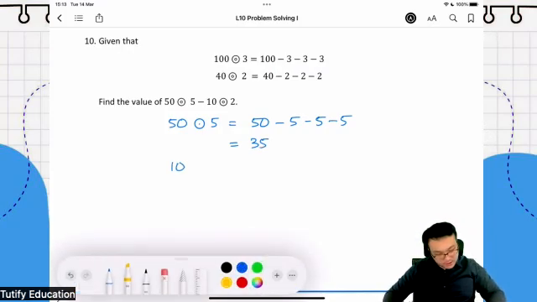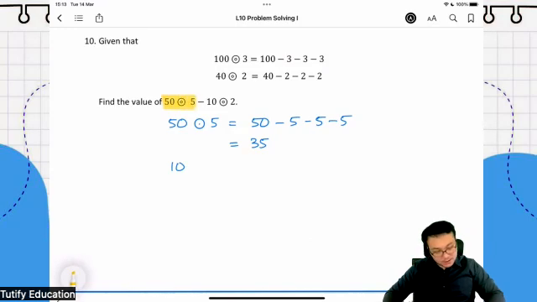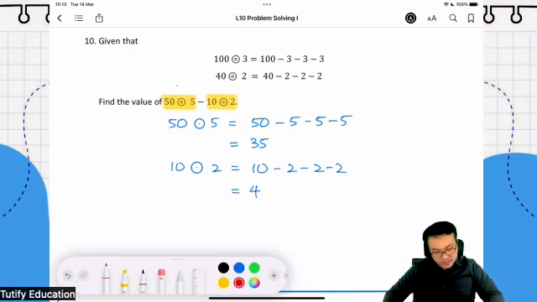Now you take 10. Okay, now you already did this. We already did this. Now we must do the other one. So you take 10, circle 2. What does it mean? That means you must take 10, then what must you do? Minus 2, minus 2, minus 2. Yeah, the answer is? 4. Correct.